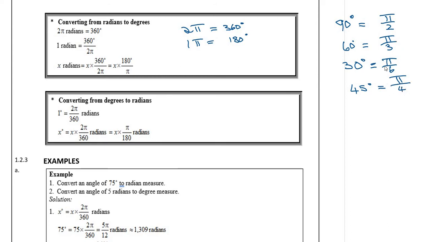So we can convert between the two. What will be 270 degrees? It will be 3 pi over 2. Then 3 times 90. So 3 pi over 2. Alright, so just 3 times 90. 3 pi over 2.